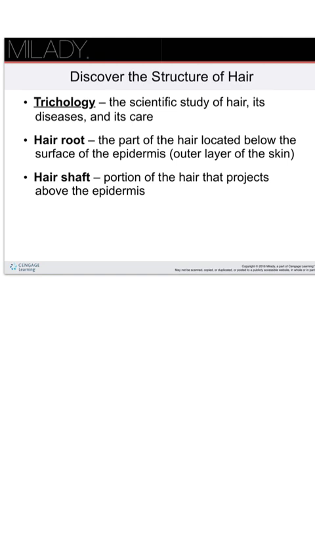Some of the key definitions are trichology. Trichology is the scientific study of the hair, its diseases, and its care. The hair root is the part of the hair located below the surface of the epidermis. The epidermis is the outer layer of the skin. The hair shaft is the portion of the hair that projects above the epidermis.